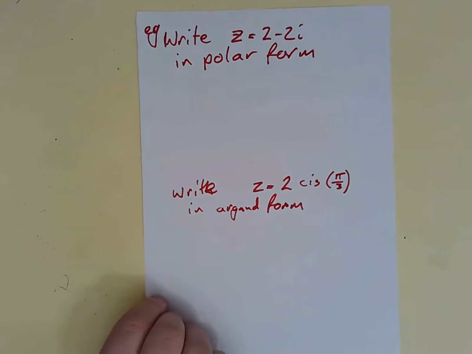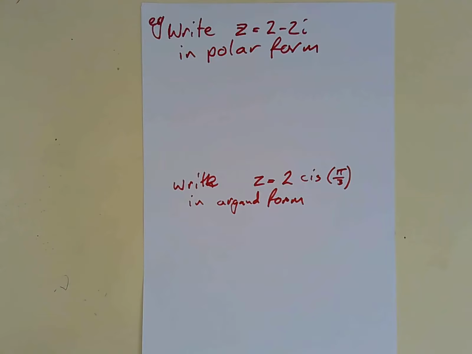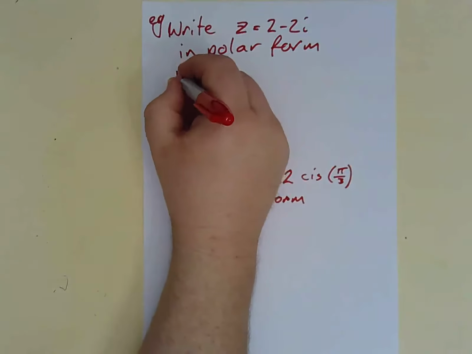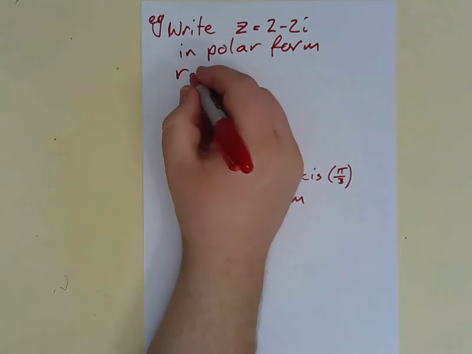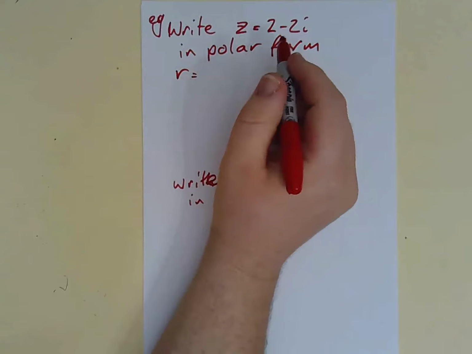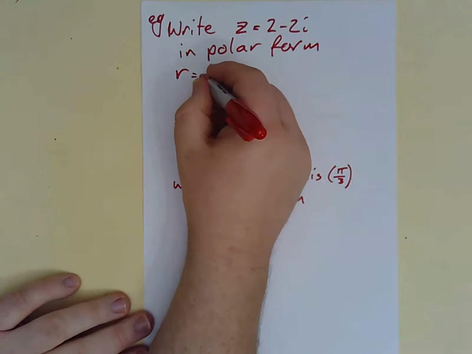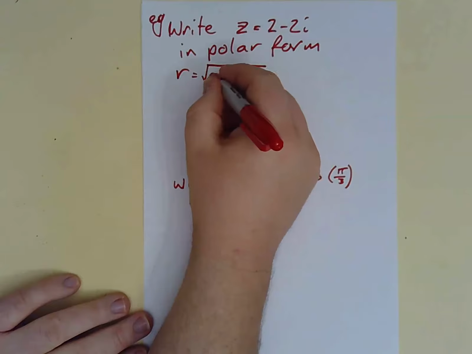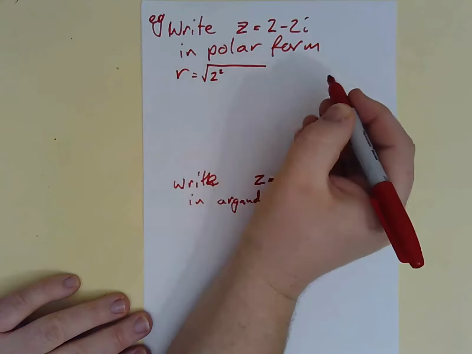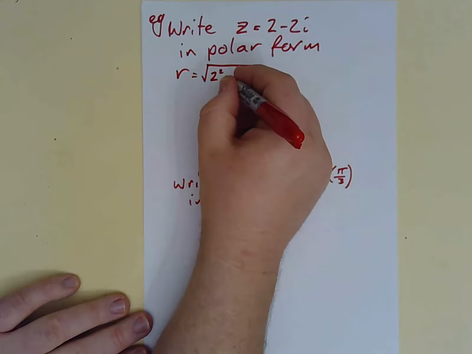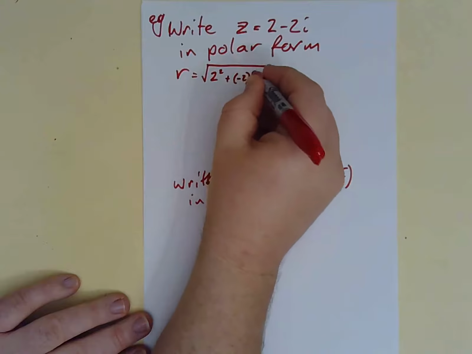All right, so we're going to start with the more complicated one of putting something into polar form. So here we need to find two things. We need to find r and we need to find theta. Now, for r, we can just simply take these numbers and square them. So 2 squared. Now we're ignoring the i because it's just the imaginary part. So it's going to be -2 squared.